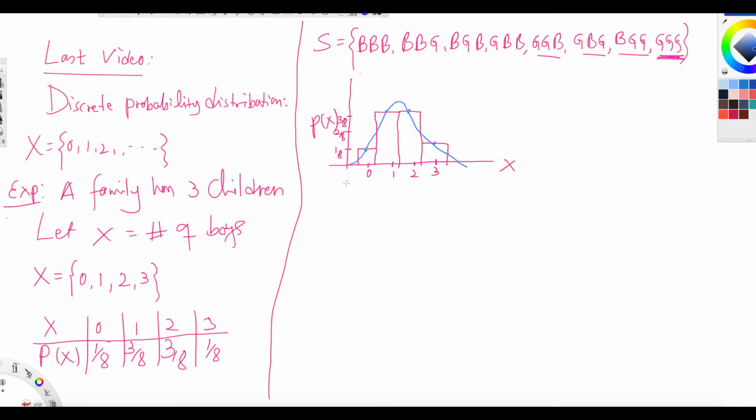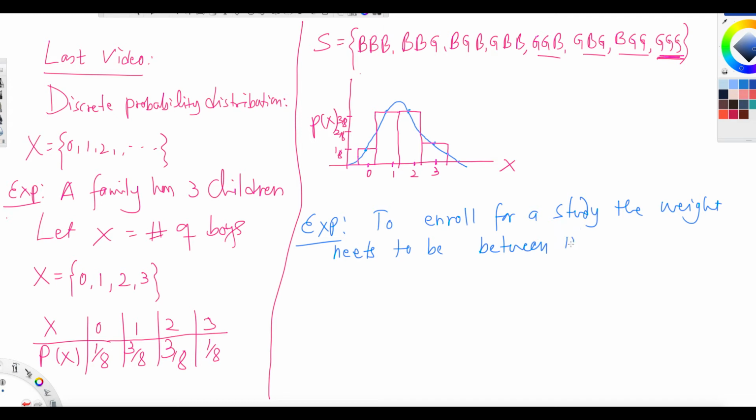Okay, now let us take another example. Let us suppose, say, that to enroll for a study, the weight needs to be between 120 and 150 pounds. Okay, to enroll in any study, the weight should be between 120 and 150 pounds. Okay, now here, let X denote the weight.